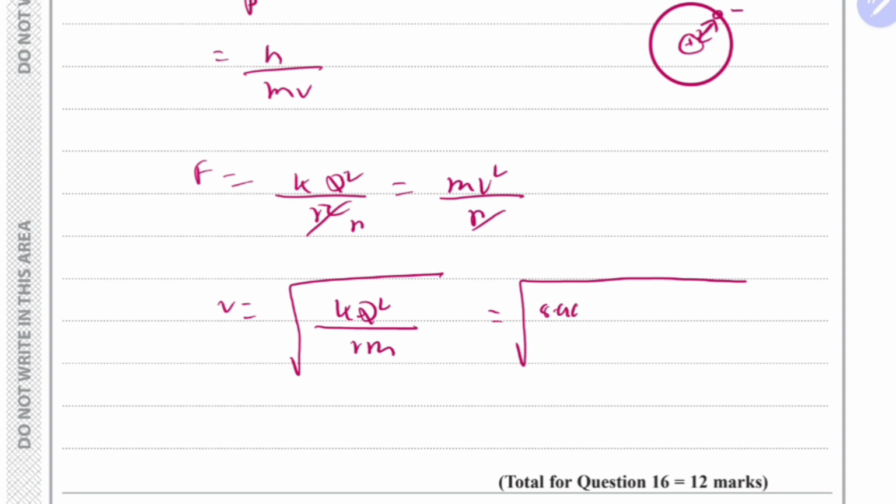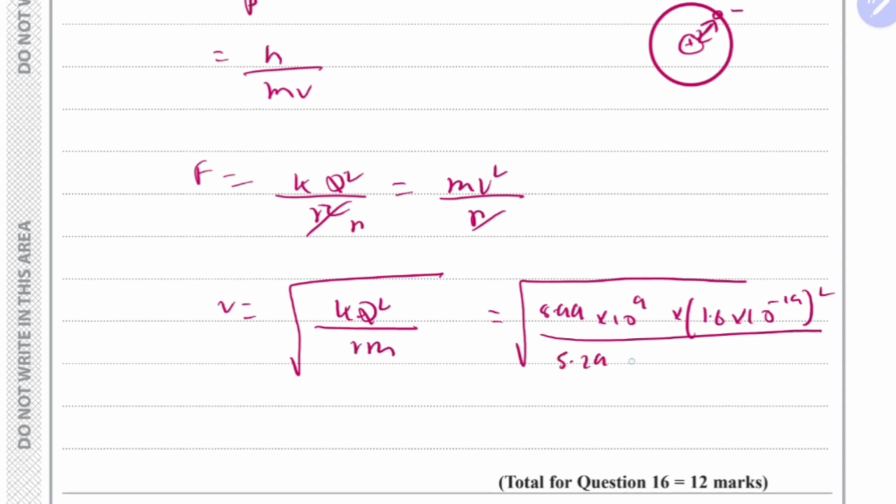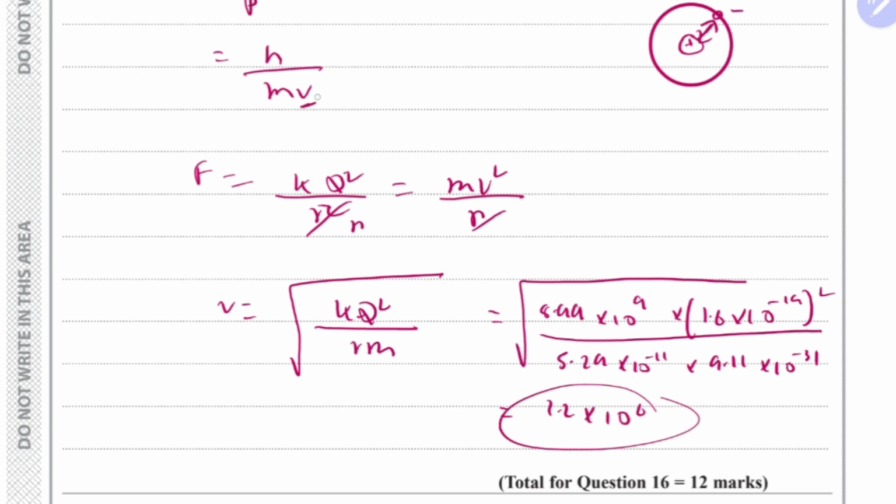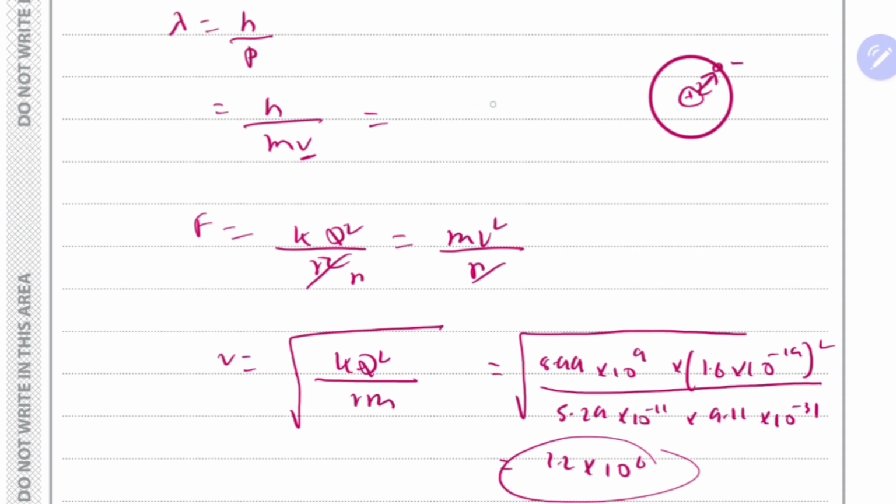K is 8.99 into 10 to the power 9, into 1.6 into 10 to the power minus 19, squared, divided by r. This is the radius, 5.29 into 10 to the power minus 11, into 9.11 into 10 to the power minus 31. We get 2.2 into 10 to the power 6. We're just going to put this value here. We know the value of h. All those data are given in the mark sheet.